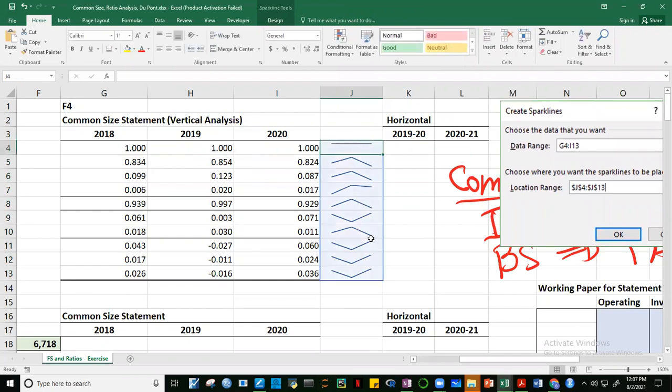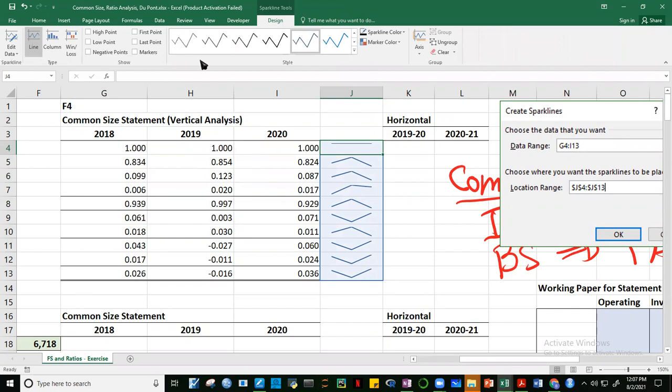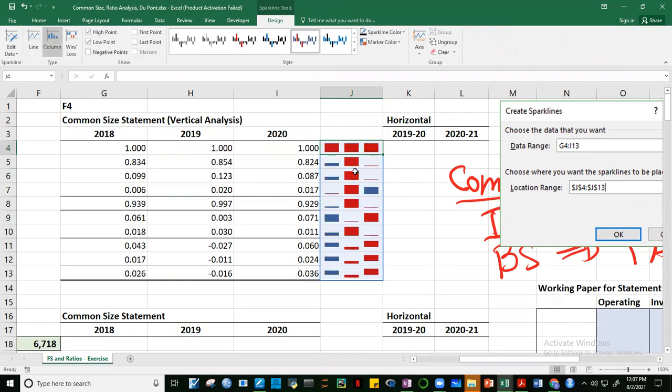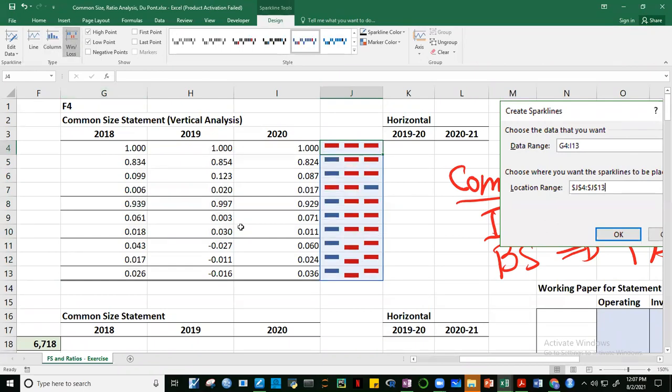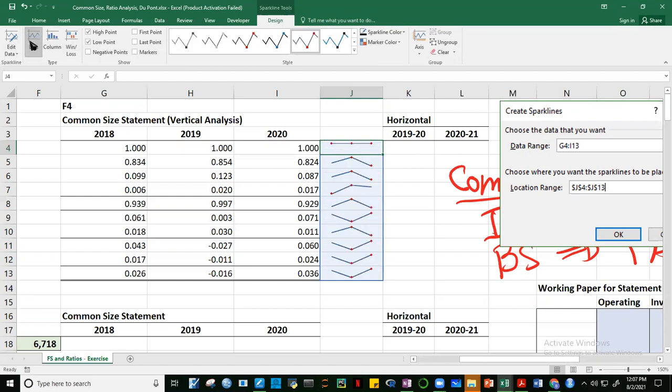We can modify this design. Pwede natin lagyan ng high point at saka low point. You can see this one, guys. High point, low point. Yan. Okay, and of course, guys, you can use the column. Pwede natin i-column yan. Okay, pwede rin natin i-win-loss yan. Okay, hindi maganda yung win-loss, hindi masyado apparent. Let's just use the line, no? Line, para kitang-kita natin yung baba at saka taas.